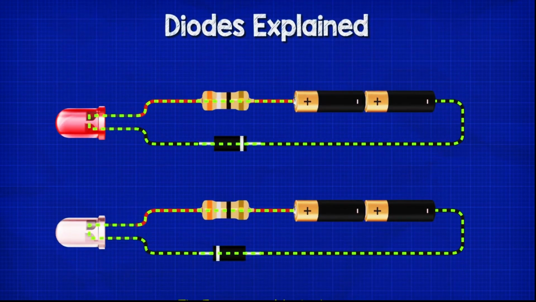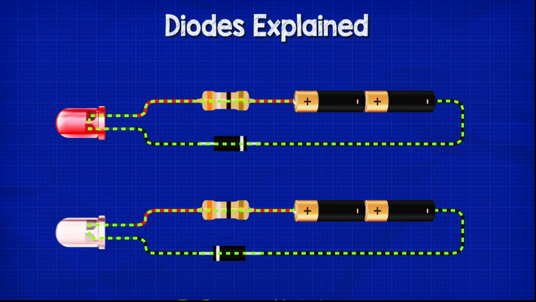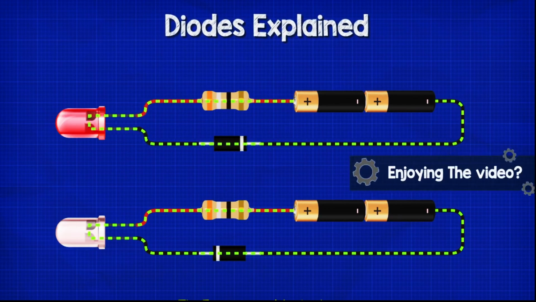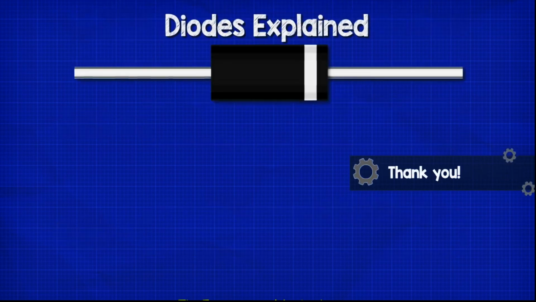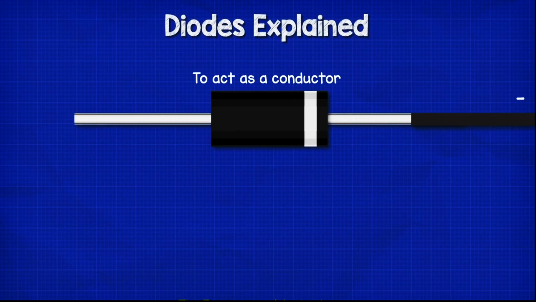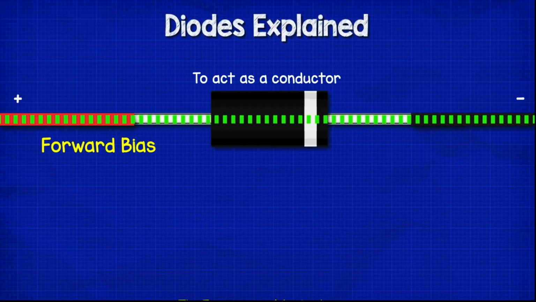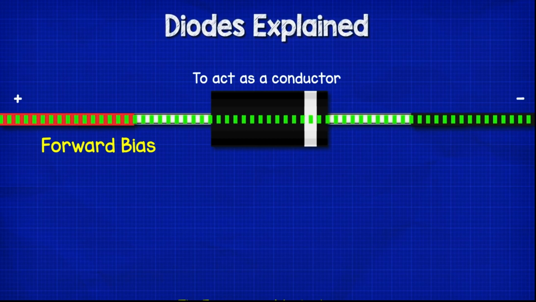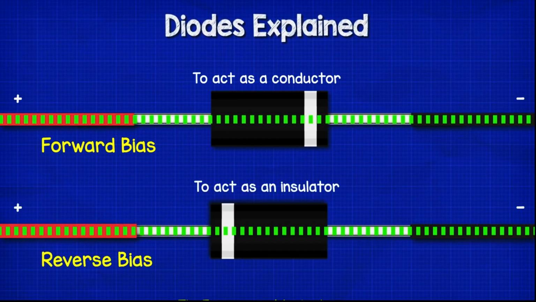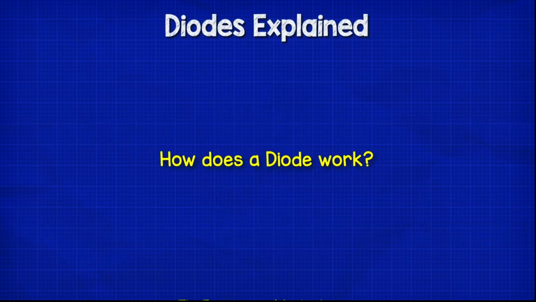So if we connect a diode into a simple LED circuit like this one, we see that the LED will only turn on when the diode is installed the correct way. And that's because it allows current to flow in only one direction. So depending on which way the diode is installed, this will act as either a conductor or an insulator. In order for the diode to act as a conductor, the stripe end is connected to the negative and the black end is connected to the positive. This allows current to flow. We call this the forward bias. If we flip the diode, it will act as an insulator and the current can't flow, and we call this the reverse bias.